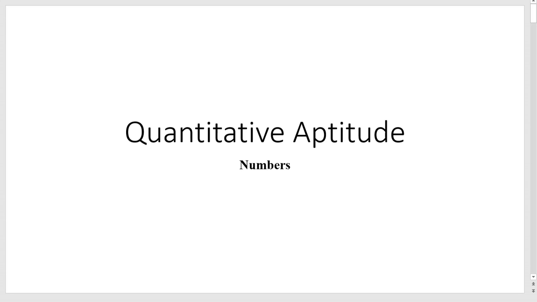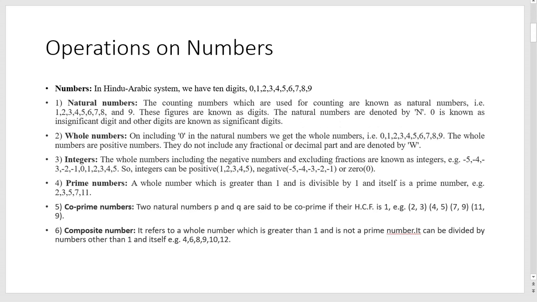You can know about this thing. Okay. At first, we want to see operations on numbers. At first, what is meant by a number? In the Hindu Arabic system, we have 10 digits which start from 0 to 9, like 0, 1, 2, 3, 4, 5, 6, 7, 8, 9. Up to 9, this is the Hindu Arabic system.